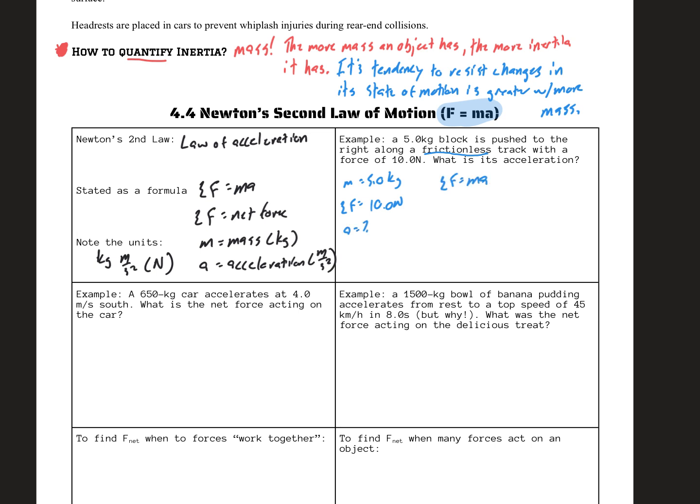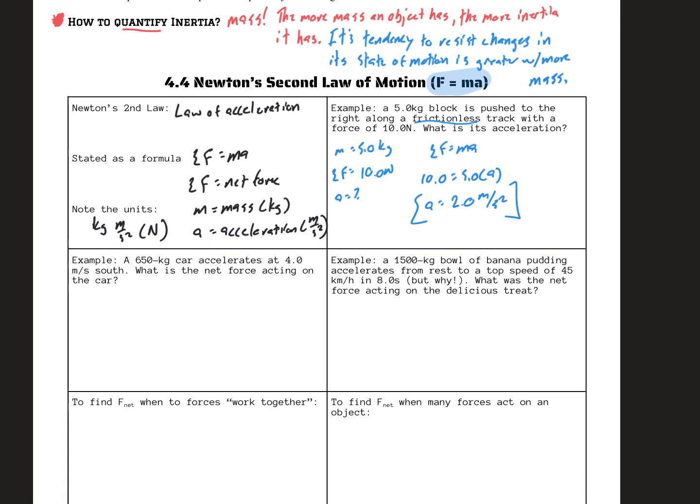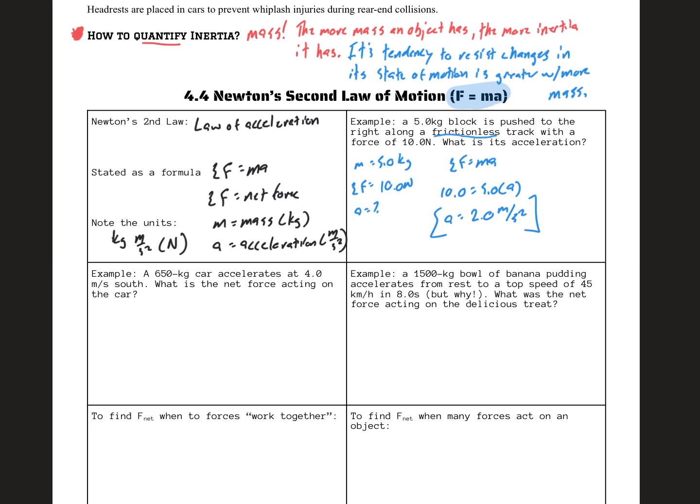So pretty simple equation at this point. 10, 5, and a. So we get about 2 meters per second squared. So that is the acceleration this particular object would feel. Okay. Remember, force is a vector quantity, and we know that because acceleration is also a vector quantity.